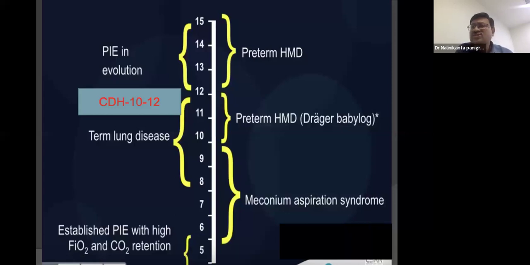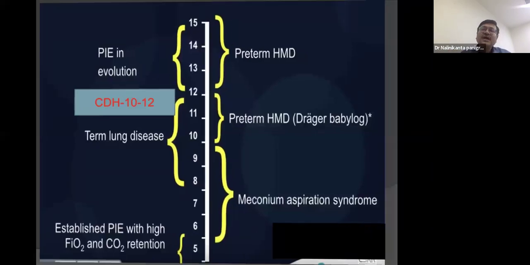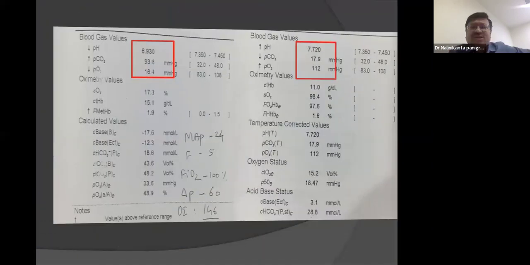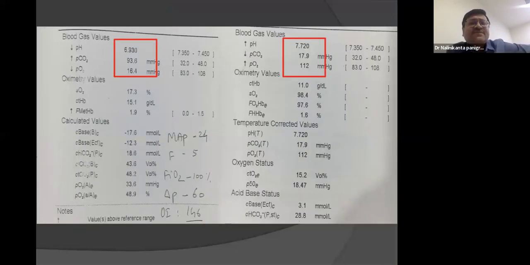Coming to CDH, we don't choose a higher frequency, we choose a moderate frequency, 10 to 12. Depending on the need, if carbon dioxide is very high, sometimes we have to keep a little bit lower frequency; if carbon dioxide is on the lower side, we can choose a higher frequency. And depending on some of the extreme conditions, two extreme examples I have given here, 6.9 pH or 7.7 pH, very acidotic or very alkalotic.